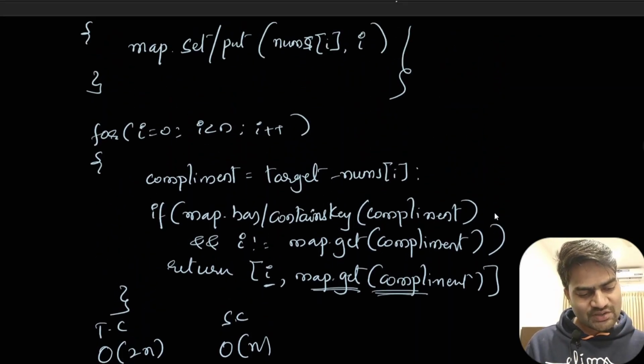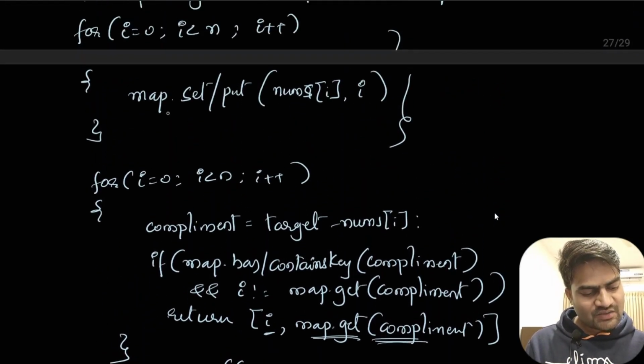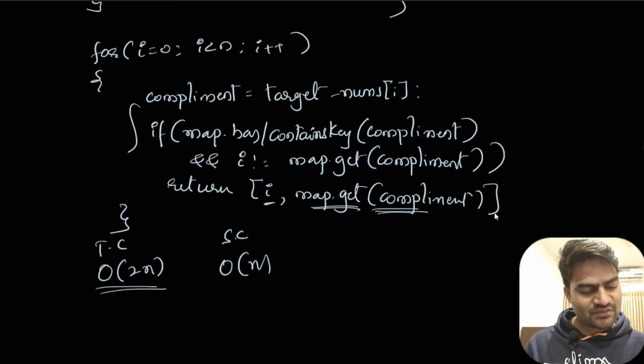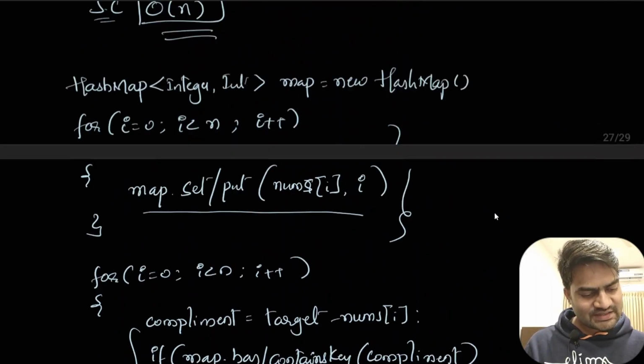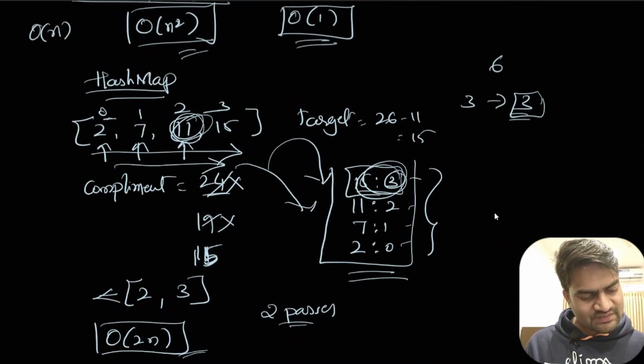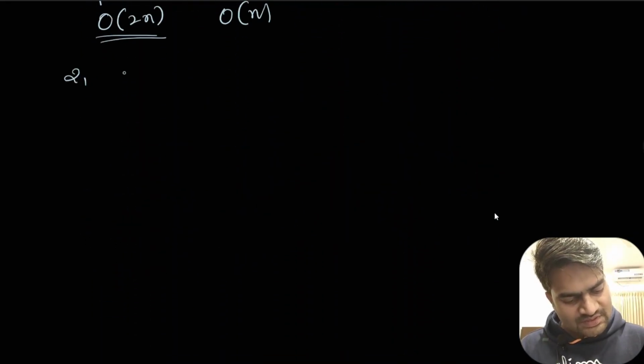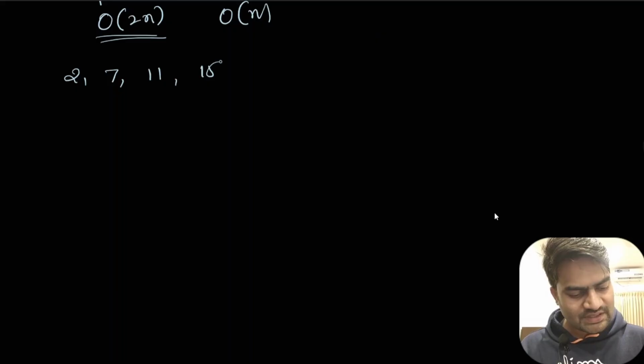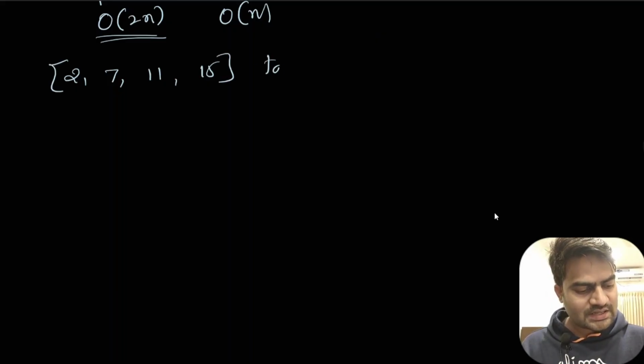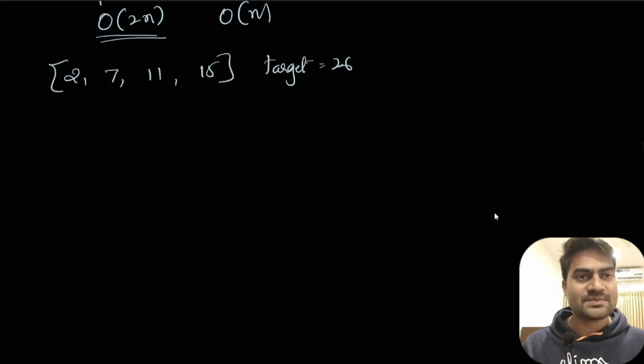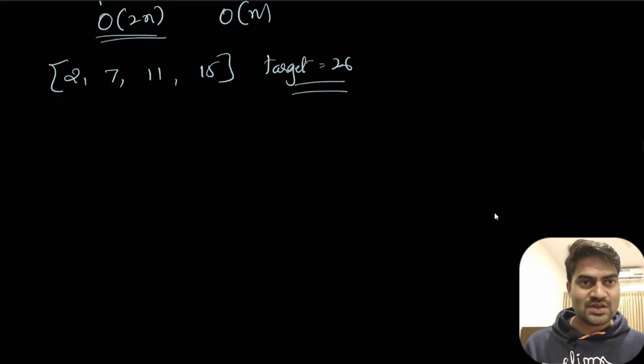Now here what we are doing, we are first preparing our map, and then we are checking for the complement. Now let us take the example again, which is 2, 7, 11, 15, and our target equal to 26. Okay, this example only. Now I will try to implement it in a single pass.